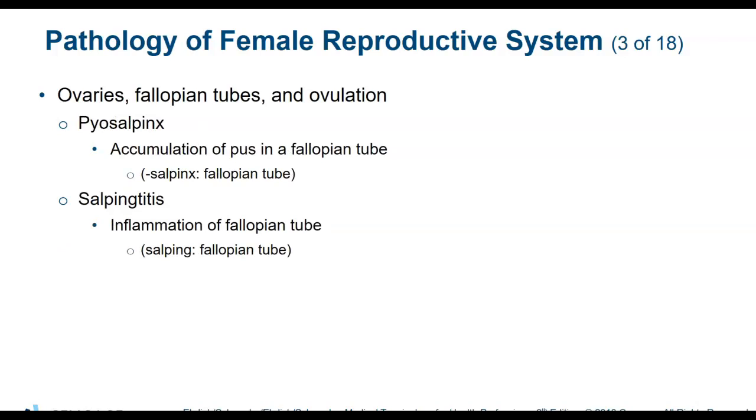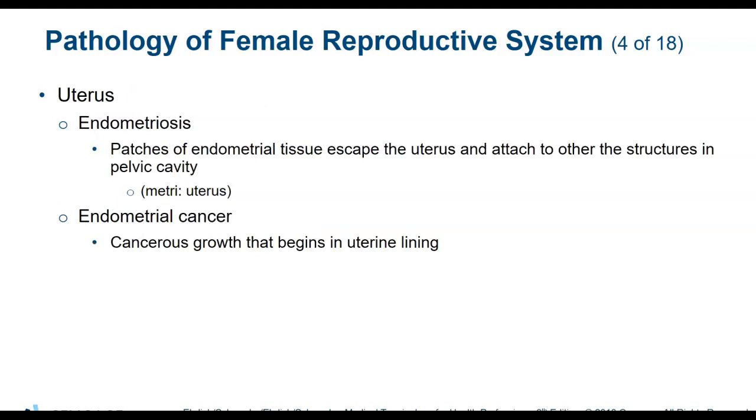Pyosalpinx is an accumulation of pus in the fallopian tubes. Salpingitis is an inflammation of the fallopian tubes. Endometriosis is when parts of the endometrium, which should be in the uterus, actually escape and attach to other structures in the pelvic cavity. This causes a lot of pain and can really affect the ability of people to get pregnant.